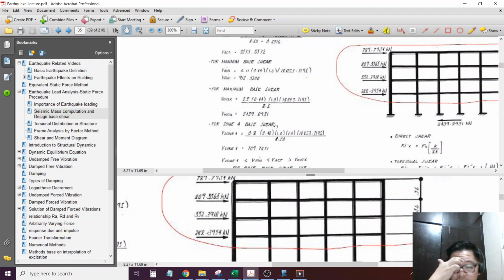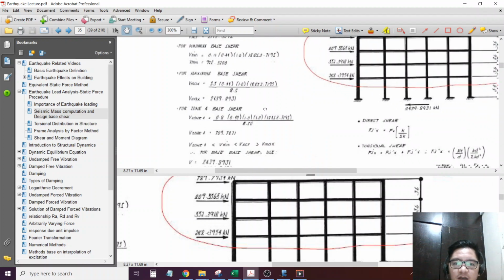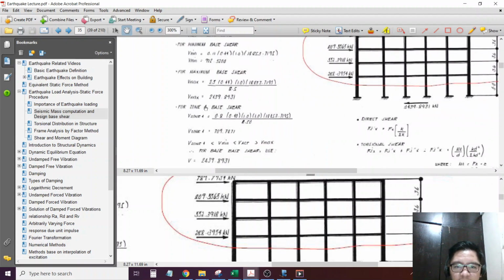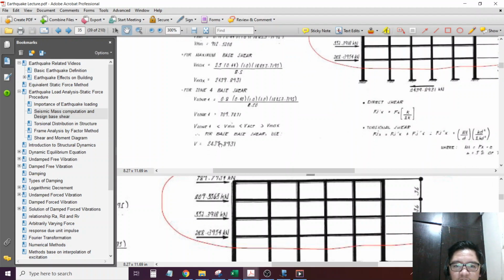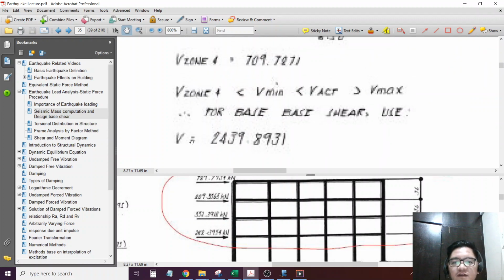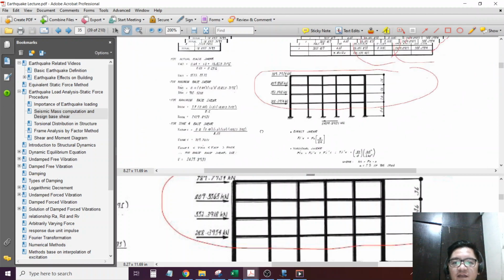Medyo bibilisan ko lang to kasi babalikan ko naman yung discussion ng how to get the coefficients. So, yun. Once you apply that dun sa mga formula na yan, of course, you will choose which among those formula sino yung nag-govern na base shear. Yan. Ito na yun. Ito yung nag-govern.